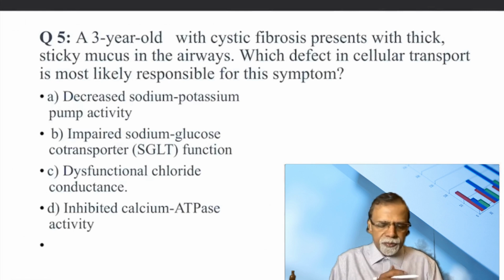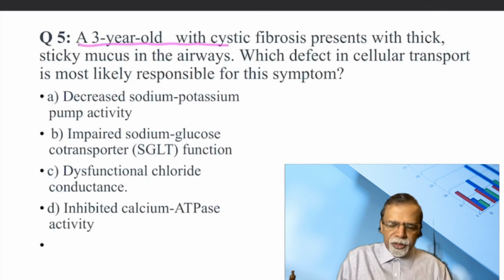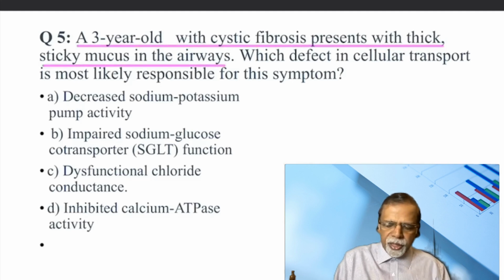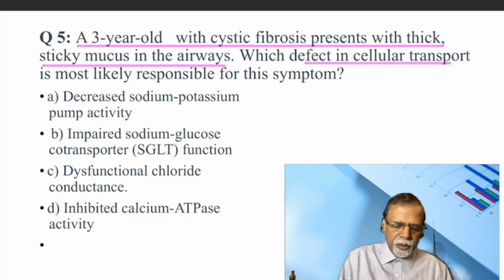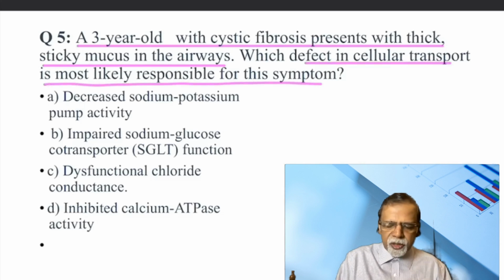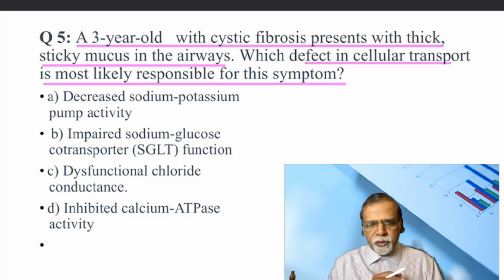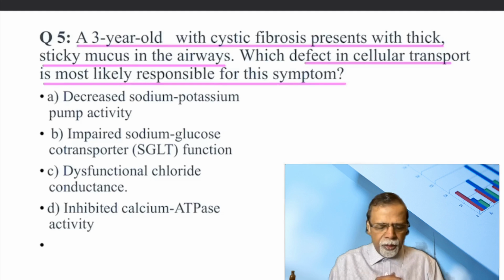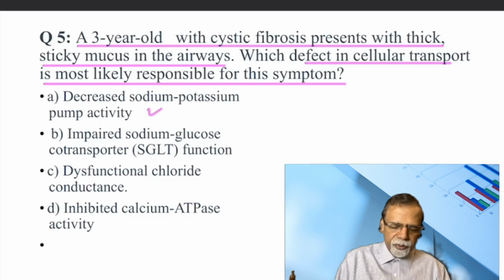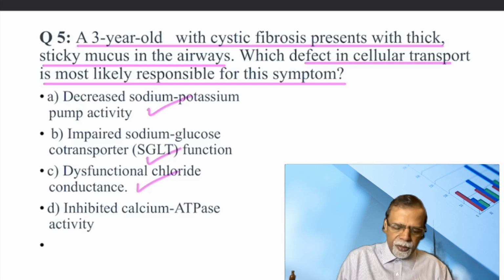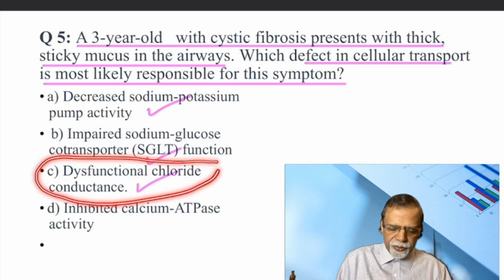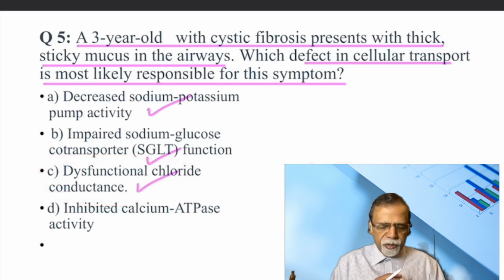Now we go to the next question. A 3-year-old with cystic fibrosis presents with thick sticky mucus in the airway. What is the defect in cellular transport most likely responsible for this symptom? Cystic fibrosis. The options are decreased sodium pump, impaired SGLT2, or dysfunctional chloride conductance. The correct answer is dysfunctional chloride conductance.